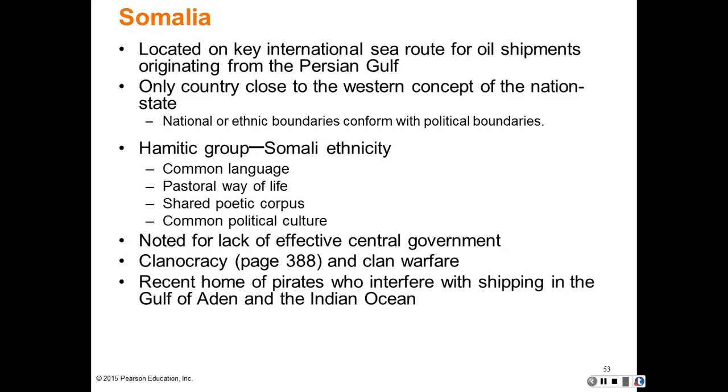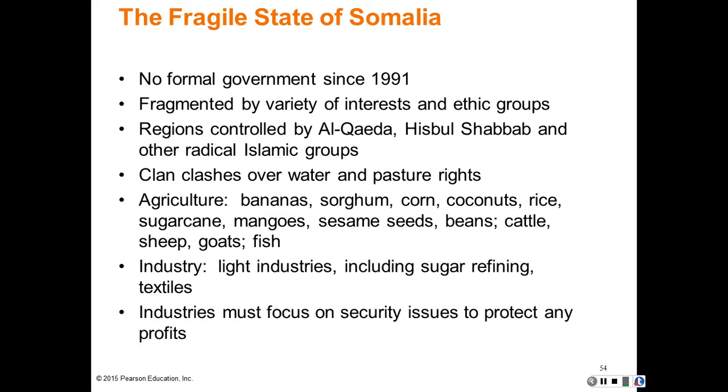This is a recent home to pirates who have interfered with shipping in the Gulf of Aden, as well as in the Indian Ocean, and piracy still is an issue in this particular region. The fragile state of Somalia has had no formal government since 1991. It's fragmented by a variety of interests and ethnic groups. Regions are controlled by Al-Qaeda, Hizbul Shabab, and other radical Islamic groups. Clan clashes over water and pasture rights are extremely common.